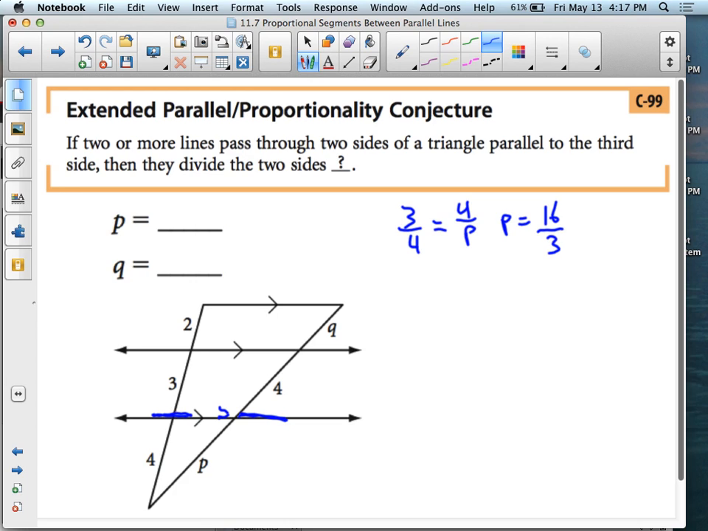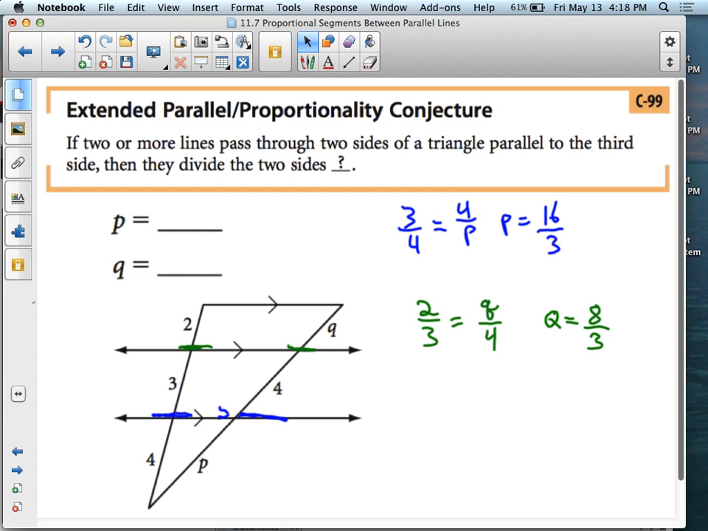And if I want to find Q, I can almost write another proportion just like that. What if I say 2 is to 3 as Q is to 4? And likewise, Q is equal to 8 over 3. So we can extend it to even more parallel lines as well. So hopefully this lesson on parallel lines drawn through sides of a triangle and dividing those sides proportionally will help you in your future similarity problems.